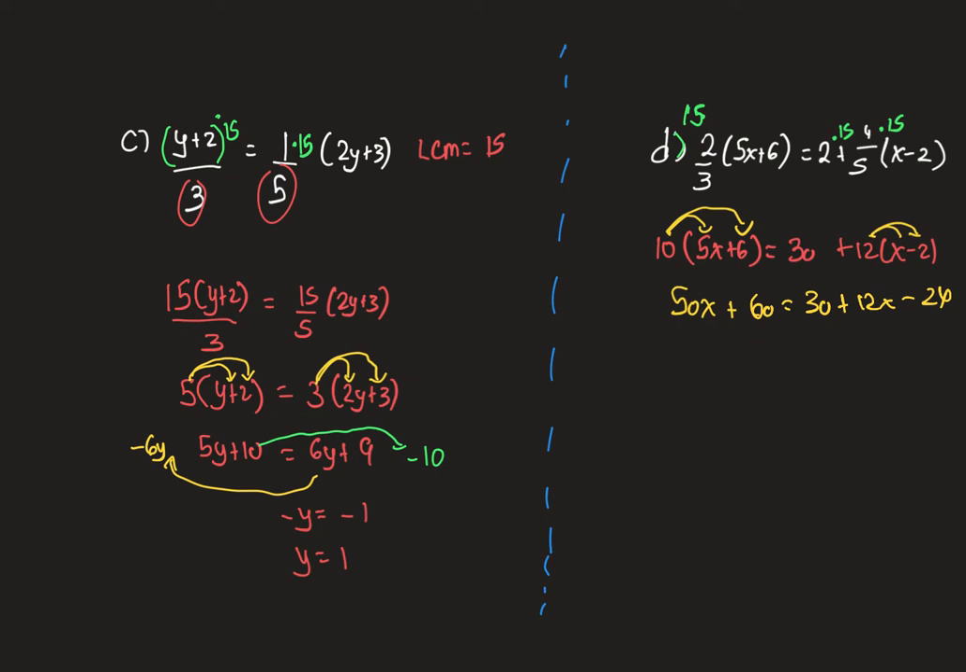As usual, collect your like terms. So after moving things around, 12x to this side turns negative, so 50 minus 12, 38x is equal to 60 to this side, so 30 minus 24 is 6, minus 60 is negative 54. Divide both sides by the 38, which I can simplify by dividing the top and the bottom by 2, giving me negative 27 over 19, which I turn into a mixed fraction of negative 1, 8 over 19. And that is solving rational equations.